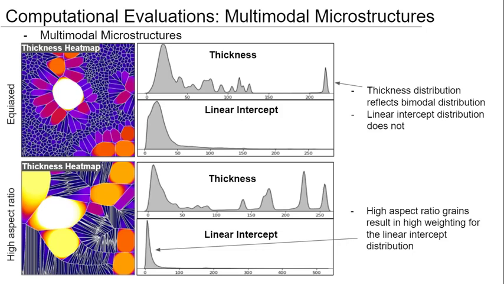So if you were going to choose a number to describe the grain size, linear intercept method would do fine, but if you had to choose a type of distribution to describe the grain size, thickness describes that much more precisely. And there's no hidden information there like there is in the linear intercept distribution.